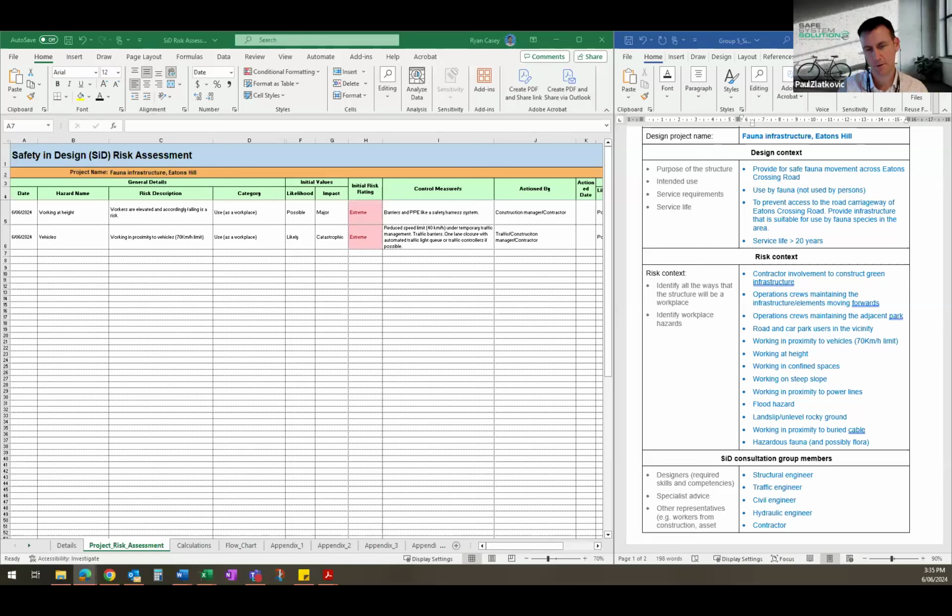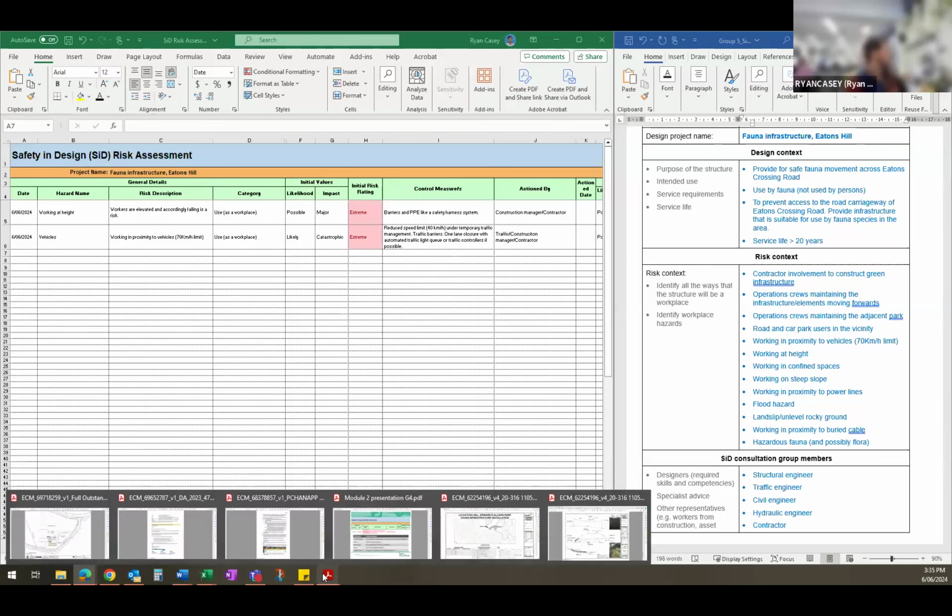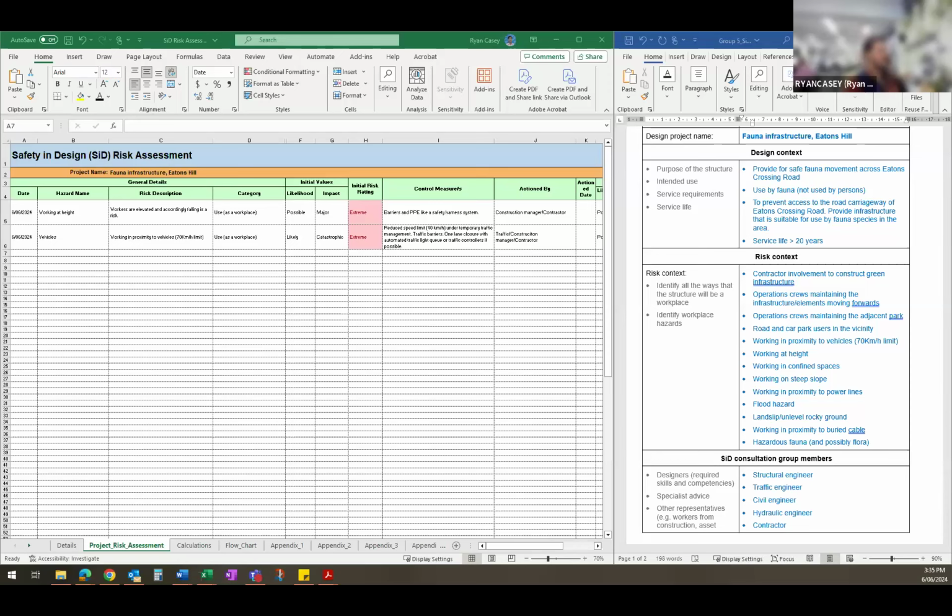And just to recap the project, Ron, for everyone, for all the viewers. Sure. So this is essentially a fauna crossing project in kind of unyielding terrain on a state-controlled road. It's just probably not somewhere ideal to work.